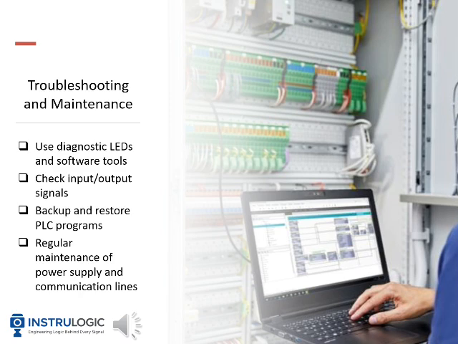Here is the key checklist. Check diagnostic LEDs for errors. Verify input and output signals. Inspect wiring and connections for damage. Backup and update PLC programs regularly. Clean PLC modules and remove dust. Test communication port and network links. Ensure stable power supply and grounding. Review error logs and alarms in software. Replace faulty modules immediately. Schedule preventive maintenance every 6 to 12 months.